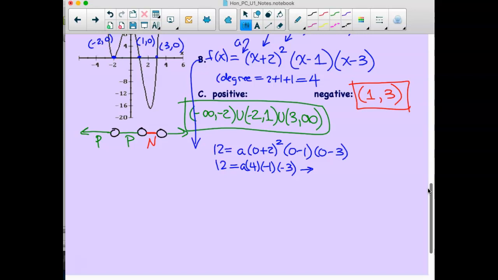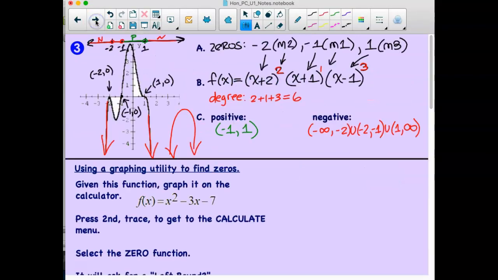12a equals 12. So that means a would be 1, of course. So we can stick a 1 right in front, right there where a would go. Now that last one that we just did, I believe you'll get -1. Notice that it opens down.